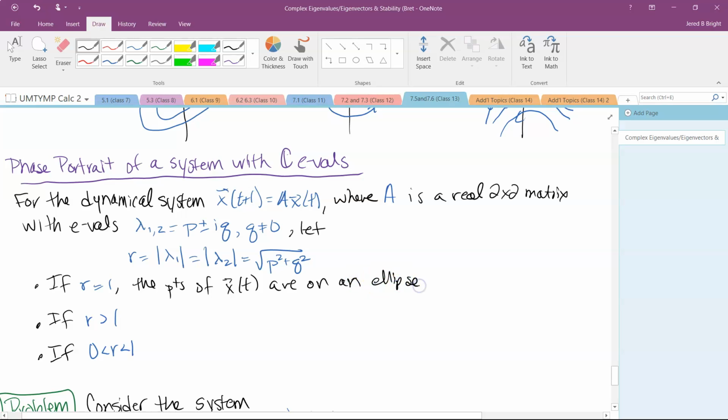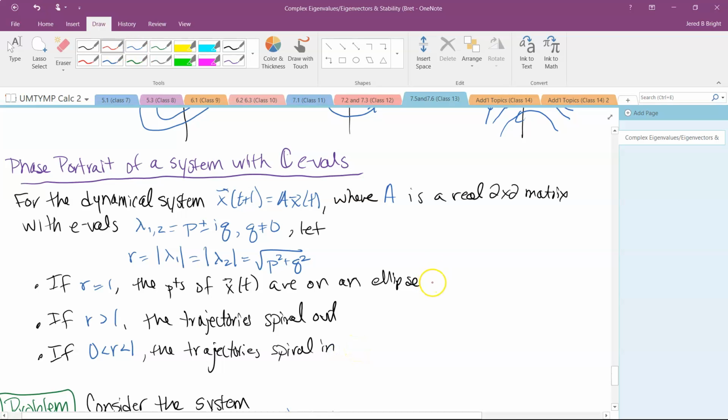Right, that's an orbit. Okay, if r is bigger than 1, the trajectories spiral out. And if r is between 0 and 1 exclusive, the trajectories spiral inward. Okay, and in these cases we would say that the only case where they are stable is this last one, and the other two are unstable.